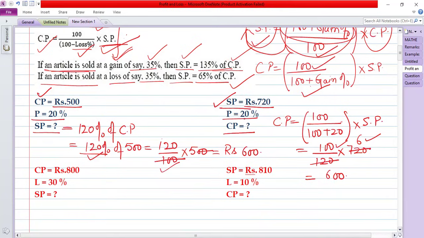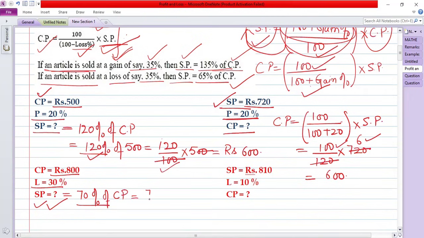So here the selling price was given and the profit percentage is given. And now here the CP is given to be 800 and the loss is 30%. So what will be the SP? It will be 70%. Selling price will be 70% of the cost price.